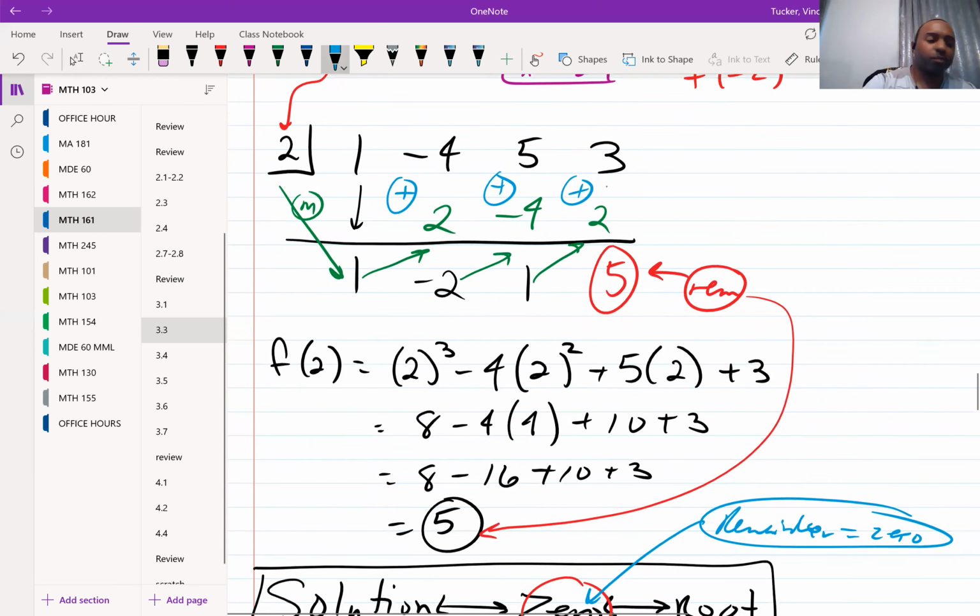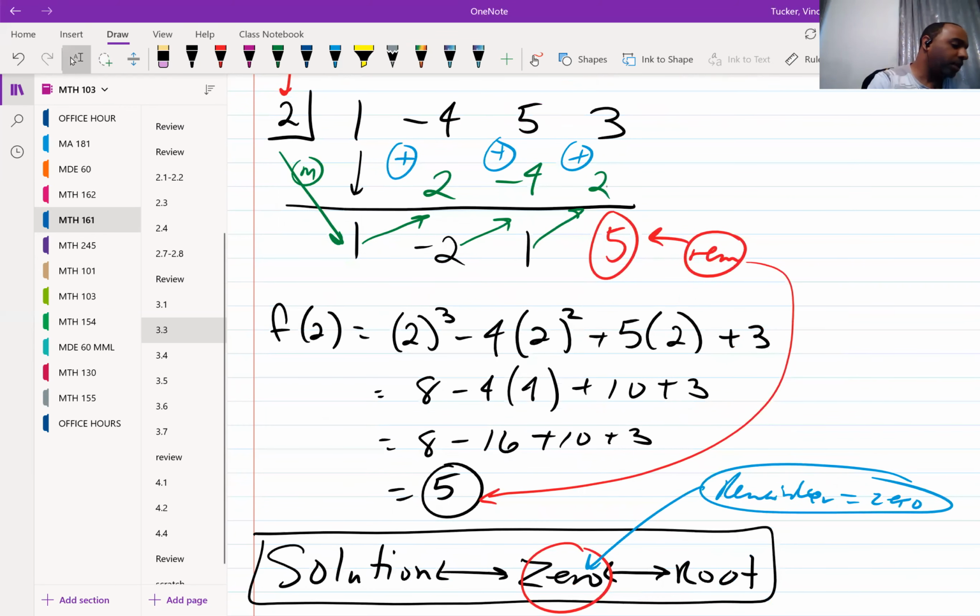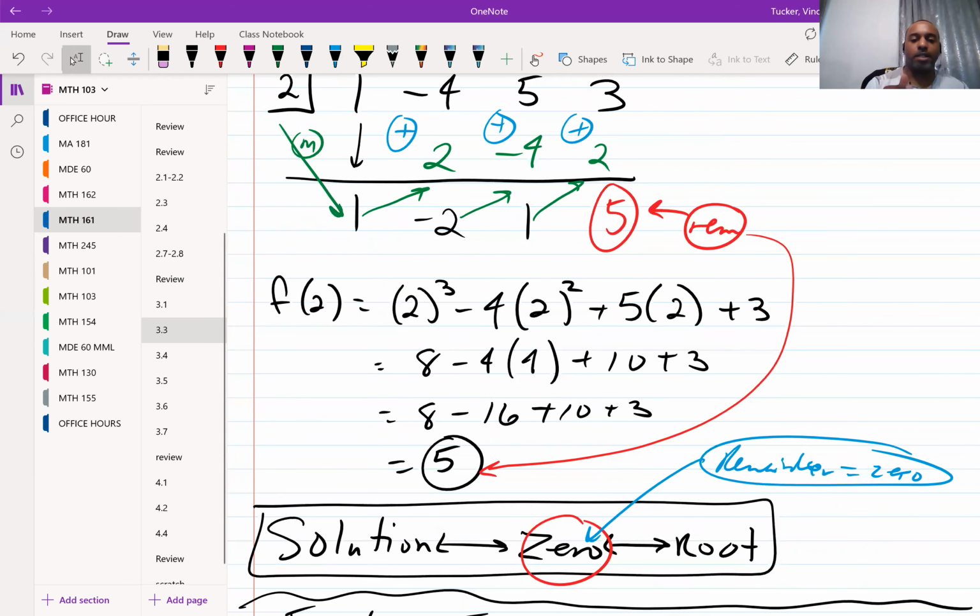And so getting into that, just terminology: if you see the word solution, zero or root, they're the same things, they're interchangeable. The reason why our solutions are called zeros is because the remainder is 0 when you plug them in or when you do synthetic division. So that's how they're connected. If I'm looking for solutions, if I plug this value into my function and I get 0 out, then I know that's a solution for this function, because that means the remainder is equal to 0.